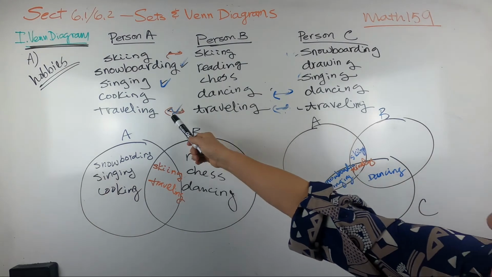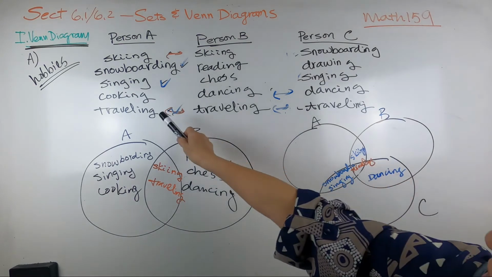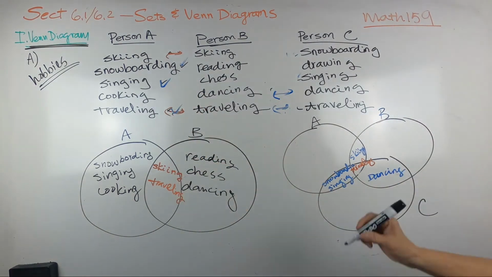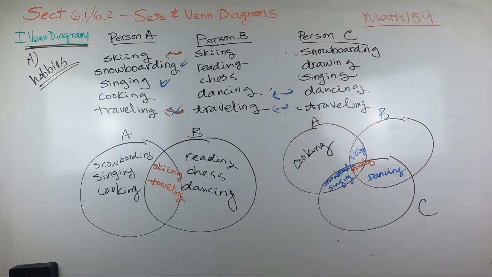So for here, for A, besides skiing, traveling, snowboarding, and singing, he does cooking as well, but only by him. Only himself likes to do that. B and C don't like it. Didn't like it as a hobby, right?